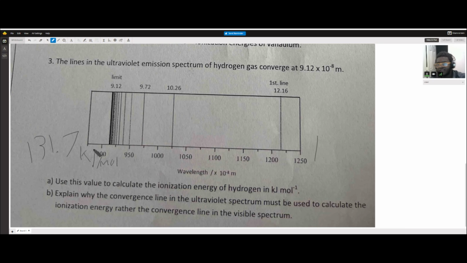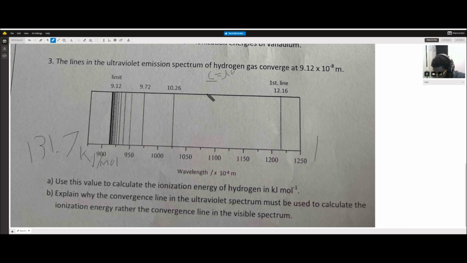All right, so for the last little bit, I've got a bit of stuff going on, so I'm going to try and make this quick. To calculate the ionization energy of hydrogen, all you have to do is use the speed of light, which is c, not Planck's constant. The speed of light is equal to frequency times wavelength.